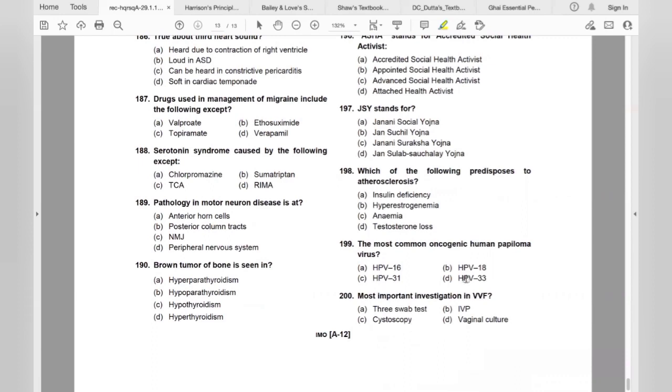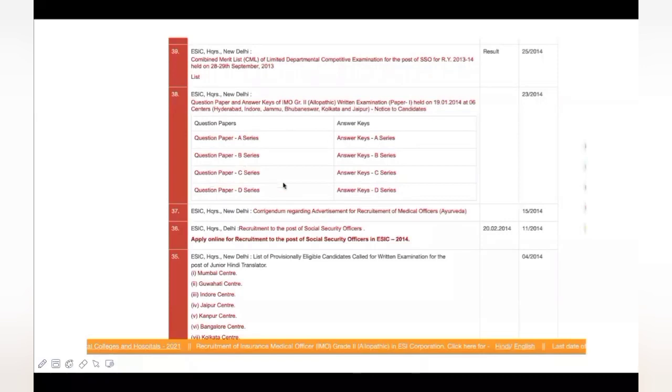So here we have discussed the 200 questions of the 2014 ESIC IMO question paper. I got this question paper from the ESIC website itself. In the official website, they had a recruitment page. So I'll show it. If you see here, this is the ESIC website. Here the number 38, they have given all the 2014 question papers A, B, C, D. They have given 4 series. And here recruitment of insurance medical officer is currently going to happen. You can check this also. In the website, they've given the exam was held in 2014, and they have given this question paper.